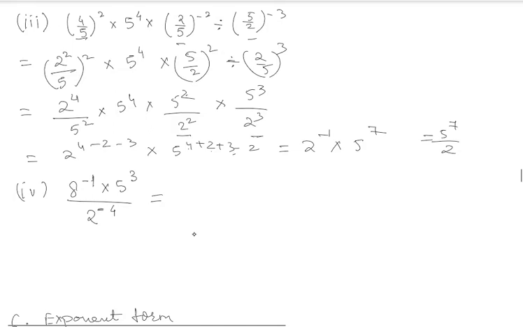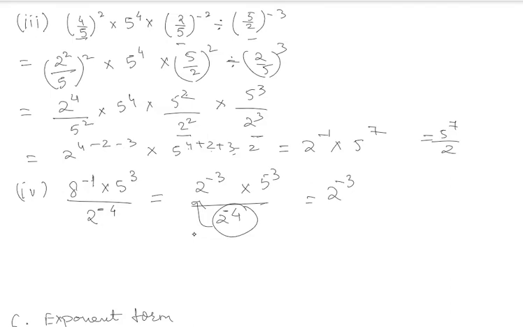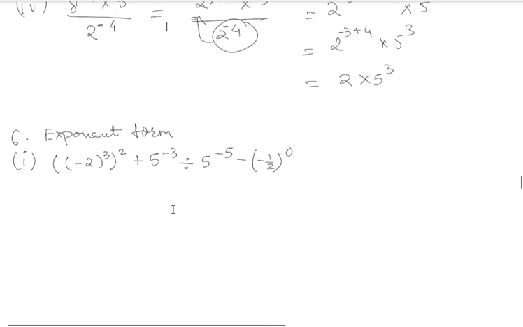The next question is again 8 to the power minus 1. So I'm writing this as 2 to the power minus 3 into 5 cube by 2 to the power of minus 4. Now if this division sign is taken in the numerator, the powers are subtracted. So 2 to the power minus 3 minus of minus 4, which becomes plus 4 in the next step. So I did not change this term into the positive exponent, because in the next step we directly got a positive exponent. So the answer is 2 to the power of 1 into 5 cube. That's writing it in the exponent form.